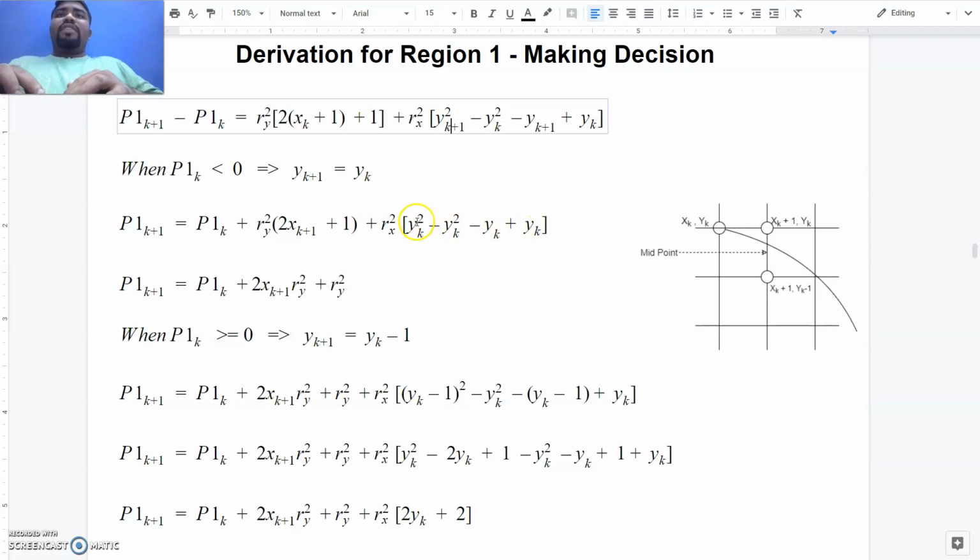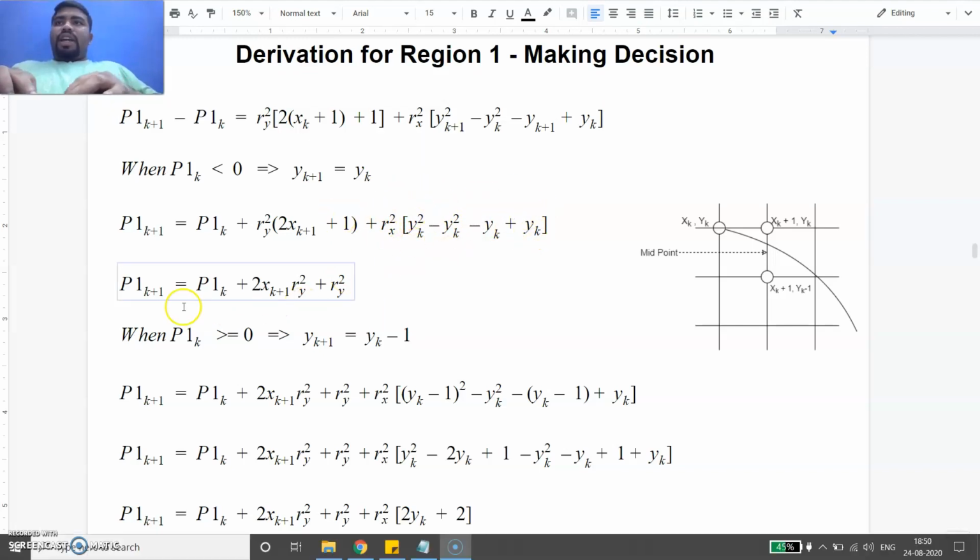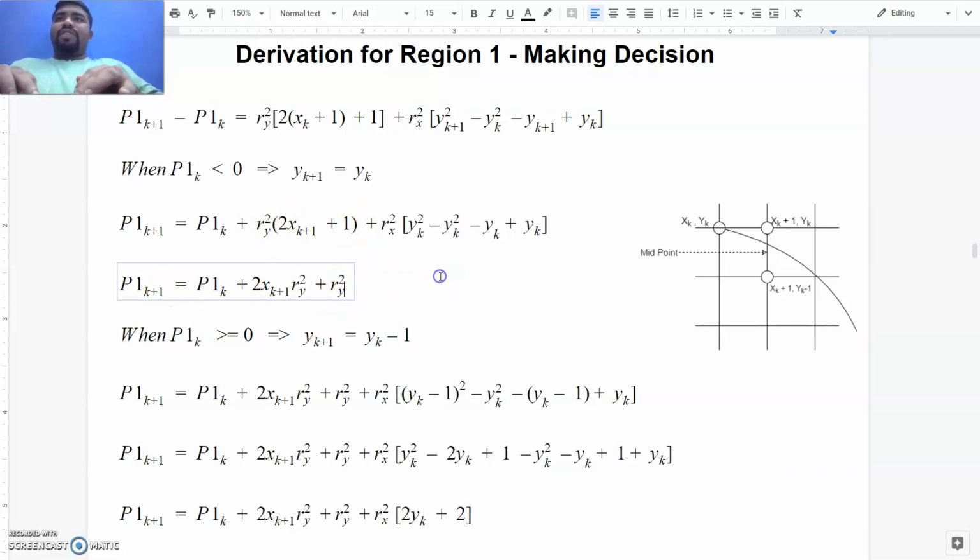When we do that, we see that they have different signs and they directly get eliminated. So we have no right hand side over here. We are left with only p1 k plus 1 equal to p1 of k plus, we expand this part, so ry square gets multiplied with 2x of k plus 1, plus we have this ry square separately. So this is what we get.